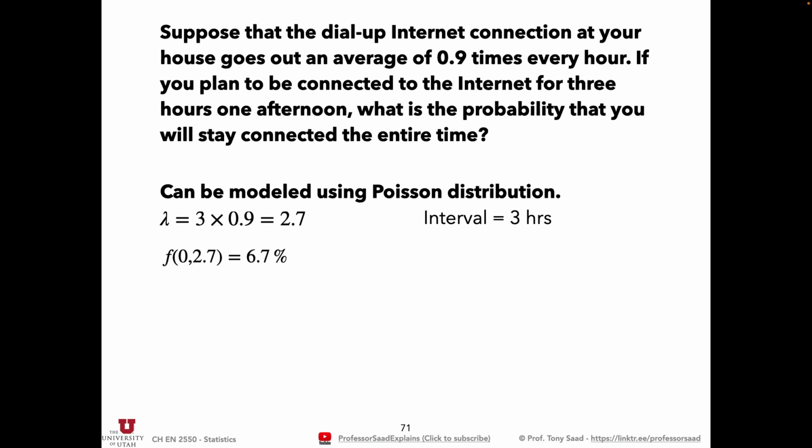And you just plug that in. What is the probability that you stay connected? So no failure. f at 0 with lambda 2.7 is very low, like 6 to 7%. So you're going to drop the connection.